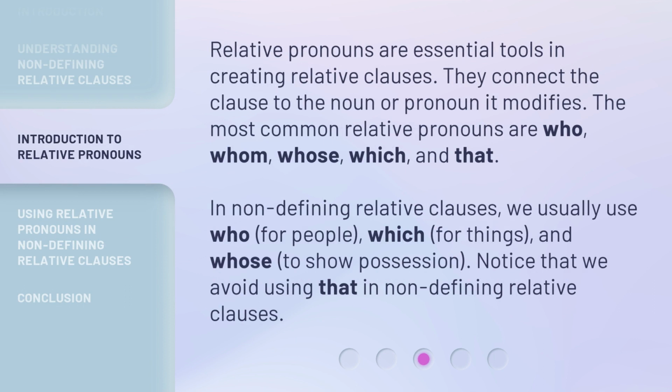Relative pronouns are essential tools in creating relative clauses. They connect the clause to the noun or pronoun it modifies. The most common relative pronouns are who, whom, whose, which, and that. In non-defining relative clauses, we usually use who for people, which for things, and whose to show possession. Notice that we avoid using that in non-defining relative clauses.